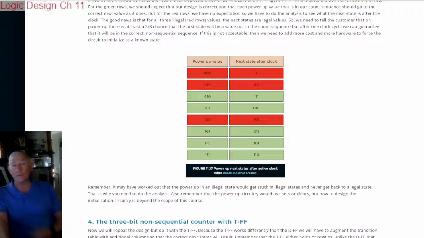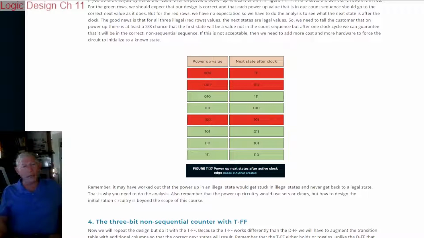So one of the things you have to do is look at this, because you have to tell your customer what happens when you power it up. Is it going to guarantee the power up in the right state? Or if it powers up in a wrong state, is it going to be guaranteed to be in the right state after a couple of clock cycles? Or how long will it take? Or will it ever get into the right state? You're going to have to turn it off and turn it back on. Well, your customer certainly deserves to know this.